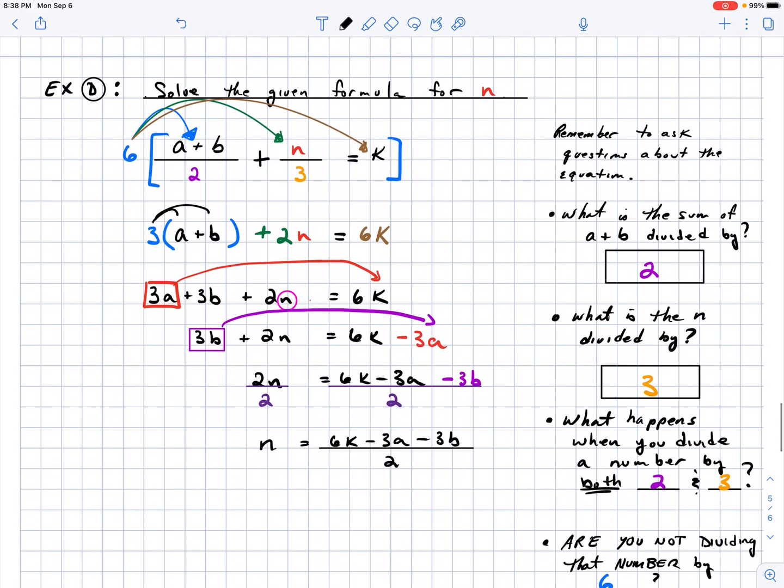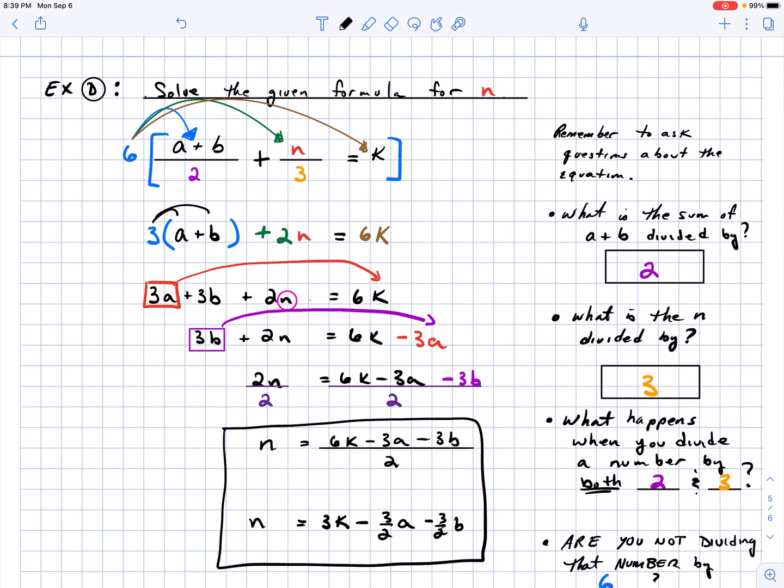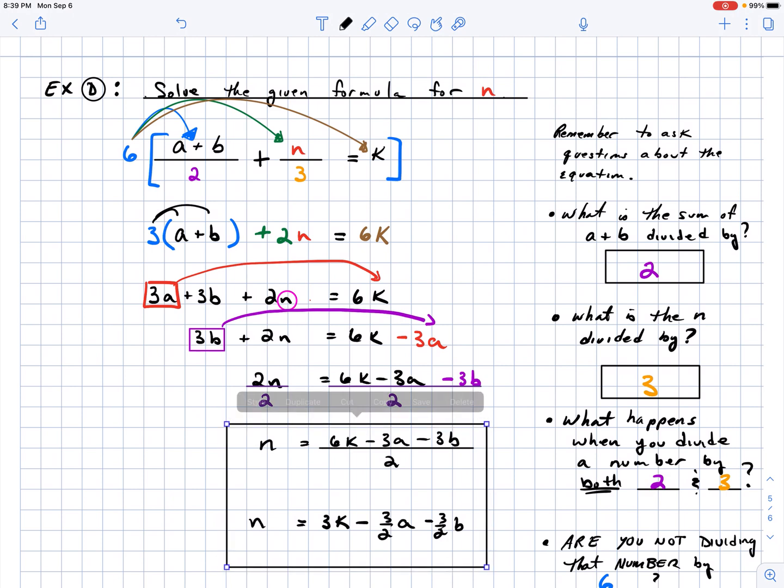And you can simplify this, because you can see here 6 divided by 2. Well, that gives you 3. So that's 3k minus 3 over 2a. So that's minus 3 halves a. And then you can do the last one, minus 3b divided by 2. Or simply say minus 3 halves b. Now, either one of these is acceptable. So, very good job.